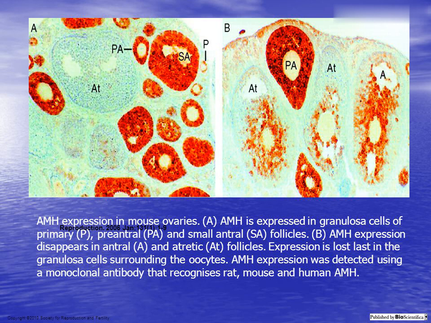AMH expression in mouse ovaries. AMH is expressed in granulosa cells of primary, preantral, PA, and small antral, SAF, follicles. AMH expression disappears in antral, A, and atretic, AT, follicles. Expression is lost in the granulosa cells surrounding the oocytes. AMH expression was detected using a monoclonal antibody that recognizes rat, mouse and human AMH.